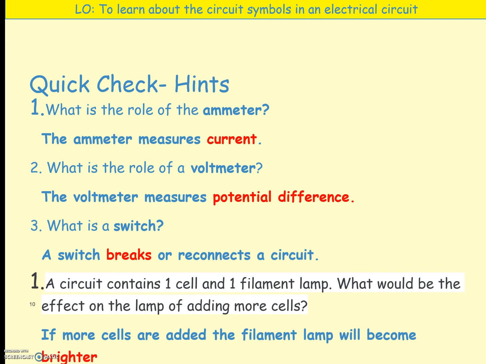So the ammeter measures current, the voltmeter measures potential difference. A switch breaks or reconnects a circuit. If more cells are added, the filament lamp will become brighter.